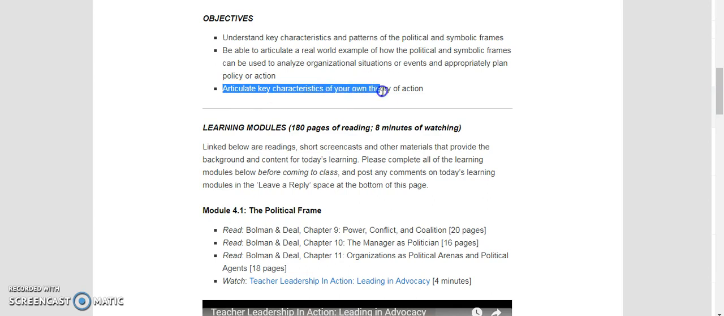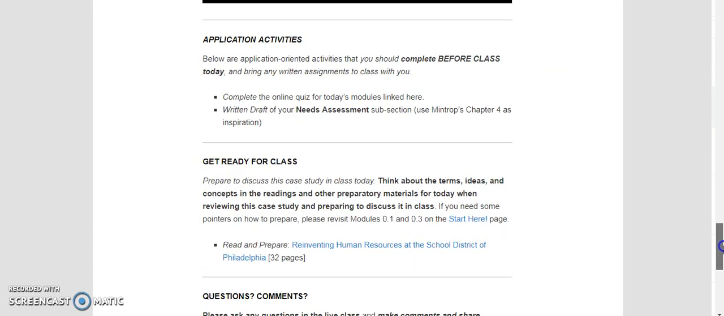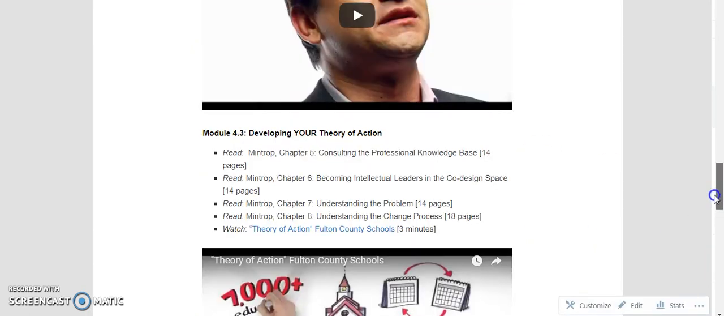And then finally, we're going to take a little extra step since this is our midway point, and you're going to articulate some key characteristics of your own theory of action. So you've already articulated or hopefully been thinking about your intuitive theory of action, but I'm just going to jump all the way down here to the application activities. You'll see we're moving on to needs assessment for application activities, but in the reading itself, we're talking about, for Module 4.3, developing your theory of action. No longer just intuitive, but also more strongly your theory of action.